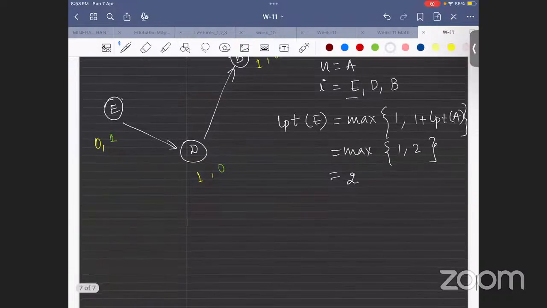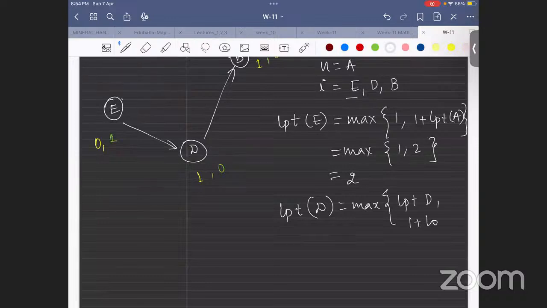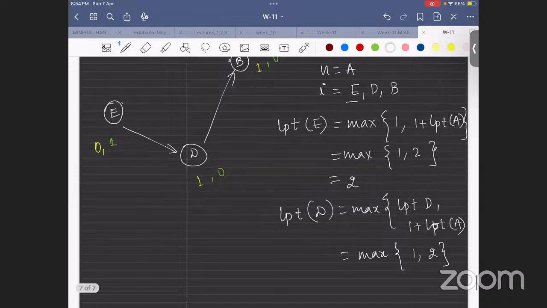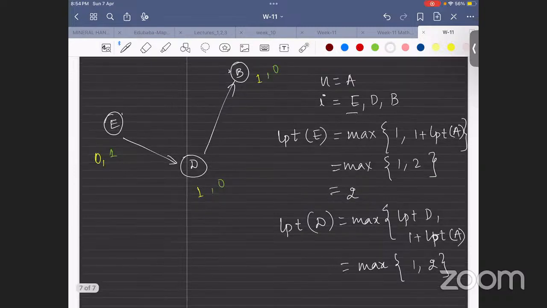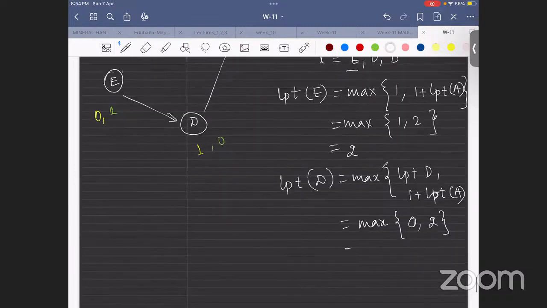Now similarly, you'll calculate the LPT of D. What should be the value you'll be getting? Maximum of 0, the LPT of D, and 1 plus the LPT of A. This is A, right? So this will be the maximum of 0, 2. LPT of D is 0, right? Yes, so this will be 0, 2. So you'll be having 2.